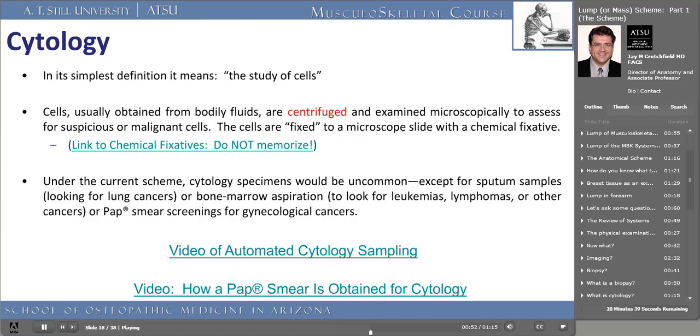A pap smear is obtained from cells of the cervix. Small biopsies of tissue from a lymph node can also ascertain the presence of benign lymphatic tissue or cancerous lymphatic tissue called a lymphoma. I have placed several links here that when you click on them will take you to various videos demonstrating how cytology samples are created, fixed, or interpreted.